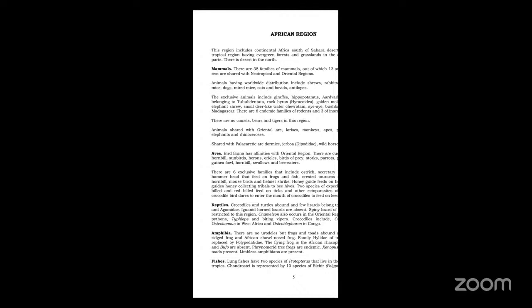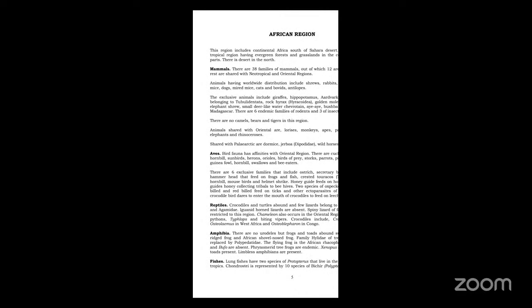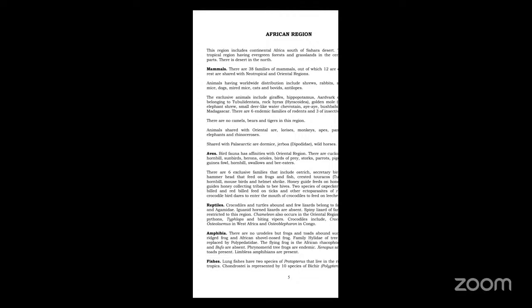Then you have the hammerhead bird, which feeds on the frogs as well as the fish. Then you have the crested touraco, the ground hornbill, mouse birds, as well as the helmet shrike. So these are some of the birds that are exclusively found in this particular area. They are found nowhere else, but only in this particular African region.